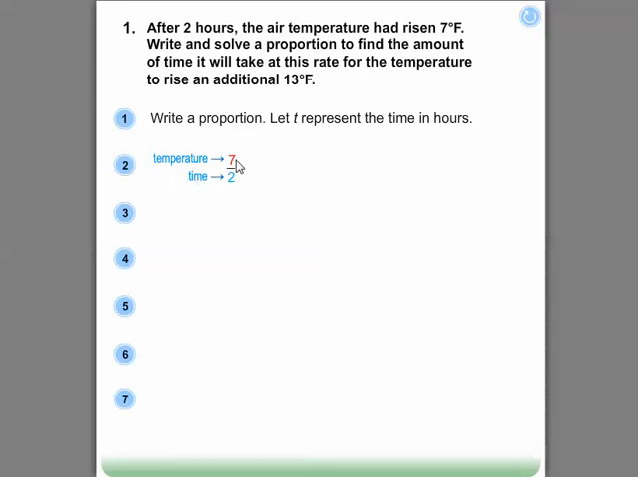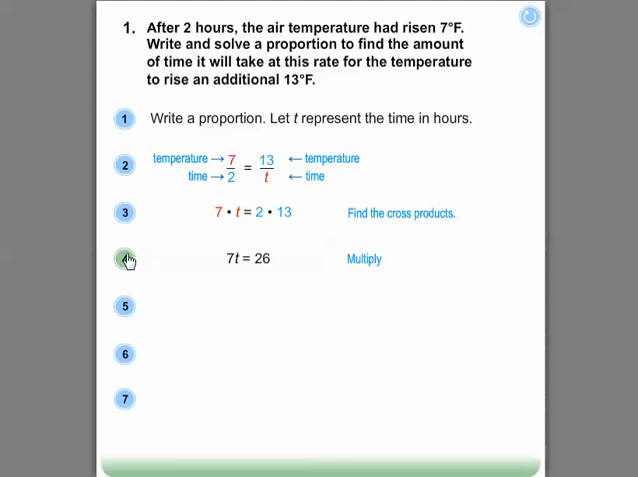So we have temperature on top, so 7 over 2, because it was 2 hours, is equal to 13, because that was the temperature that we were searching for. And we want to know how long it takes to get to 13, so we put T on the bottom. Then we're going to find the cross products, which is what we did on that previous slide. So we have 7 times T equals 2 times 13.